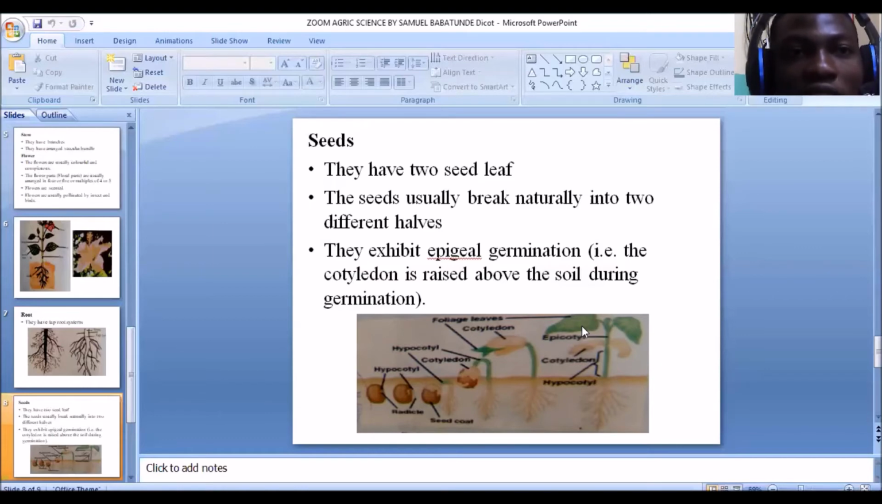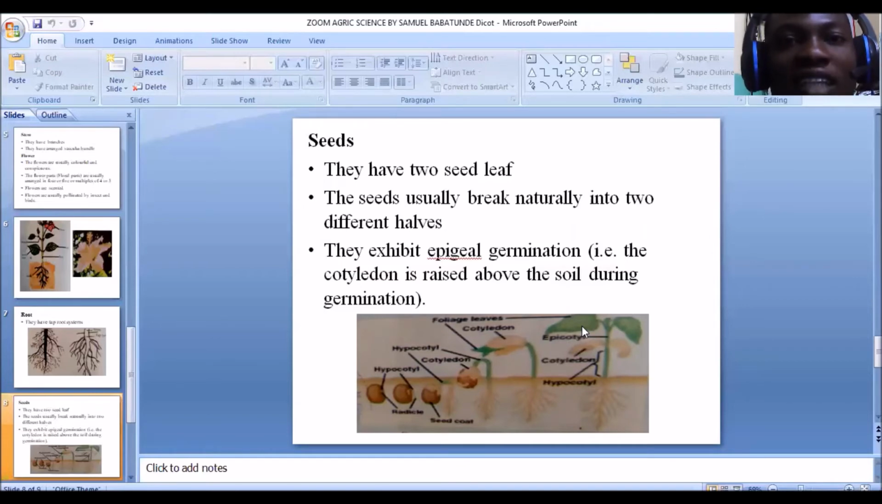You notice that when you plant these seeds, they will break naturally into two different halves. Now plant a maize seed, and you see that this maize seed will not divide into two different halves. Now you can see that the mango that divided is a dicotyledonous plant, but the maize which does not divide is a monocotyledonous plant.